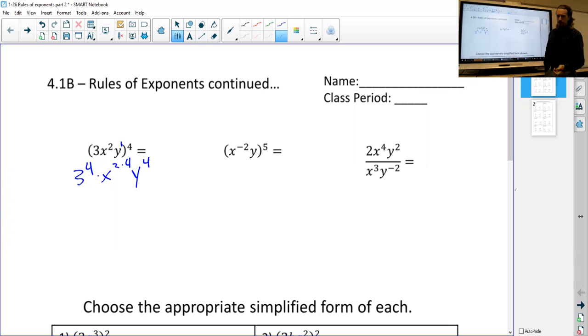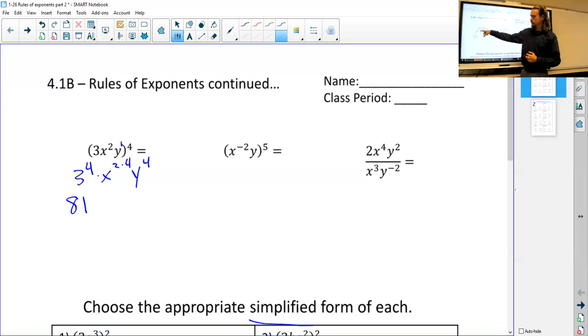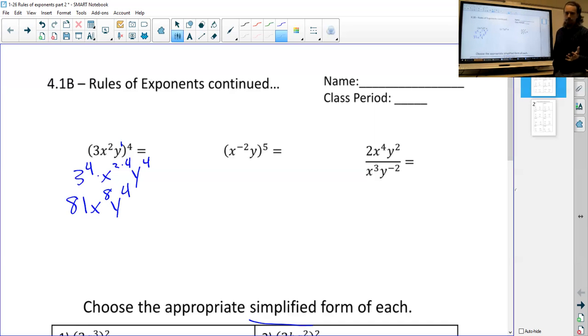Okay? And then we can work this out a little bit. 3 to the 4th power is 81. So when it says to simplify as much as you can, always simplify an integer raised to a power. So don't leave that with that exponent. You can always work those out. X to the 2 times 4 is just x to the 8th, and then y to the 4th. Okay? And there you go. There's the whole thing. That's our answer. Can't simplify any more than that. So we're all done. Okay?